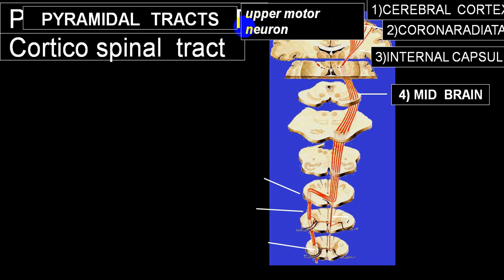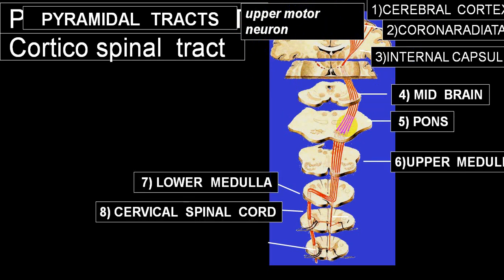Then as the fibers descend, they will be running in the midbrain in the crus, and in the pons they will be scattered, because of the fibers going from the pons to the opposite side cerebellar hemisphere, that is the ponto-cerebellar fibers. Because of those crisscrossing fibers, the corticospinal tract, ideally we call it the cerebrospinal tract or corticospinal tract or pyramidal tract, will be scattered.